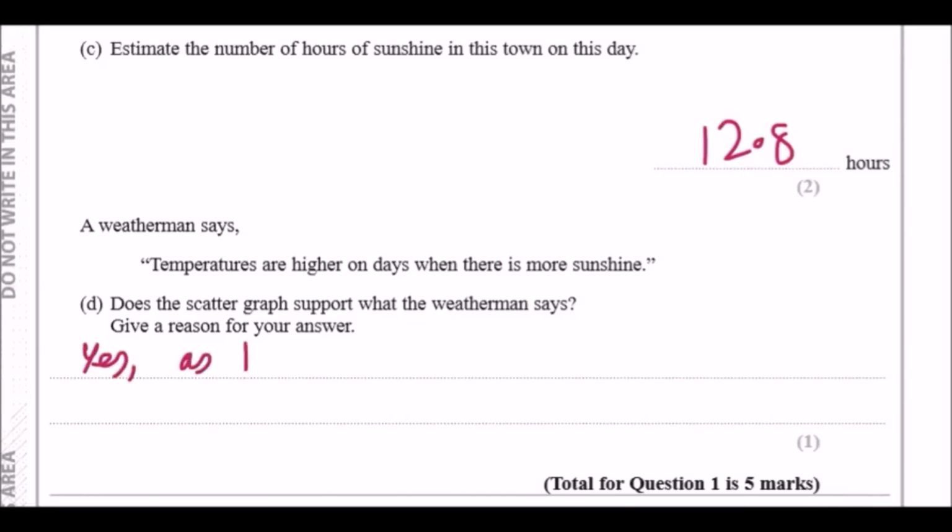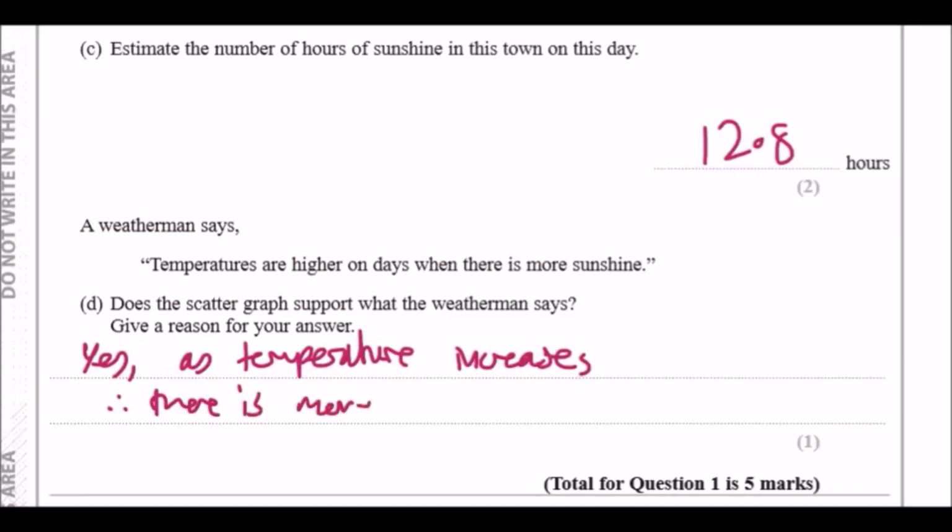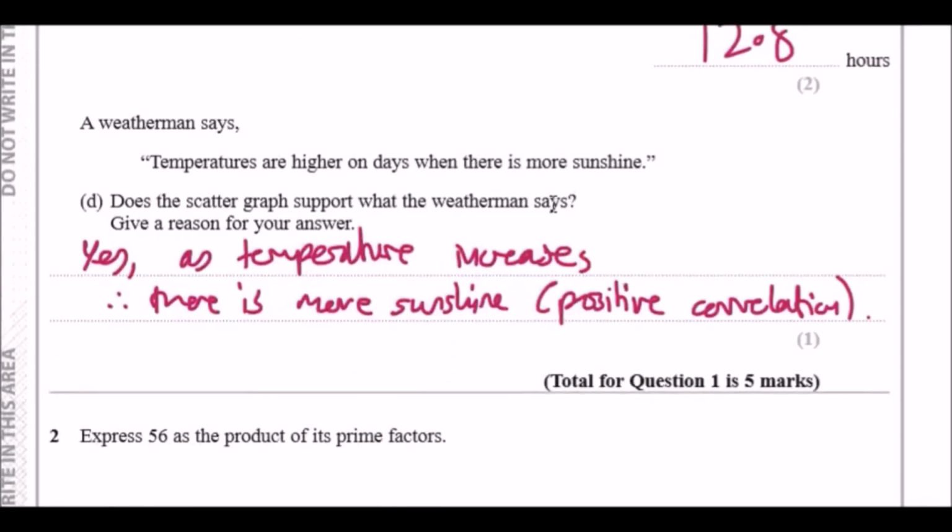So as temperature increases, then therefore there is more sunshine. You can also say the fact that you're using a positive correlation, which indicates, that pretty much sums it up. So there's various ways to answer, but try and be as clear as possible, and it's quite an obvious statement, I think. Anyway, next one, number 2.